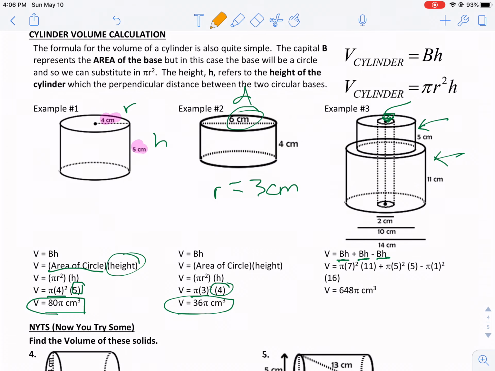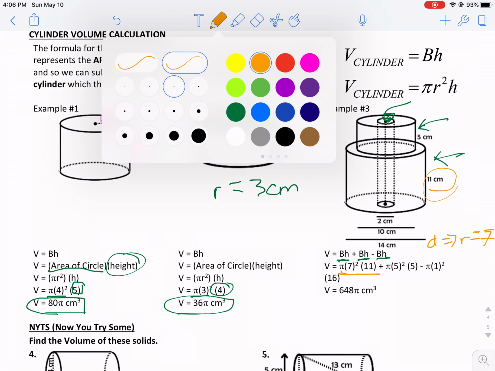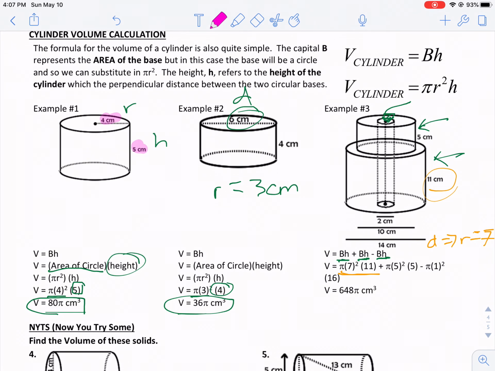So the big cylinder has a diameter of 14, so its radius would be 7. And its height is 11. So we get 7 squared times pi times 11 for the big one. The middle cylinder has a radius of 5, since its diameter is 10, and its height is also 5. So plus, because we're adding that one since it's the middle one, pi times 5 squared times the height, which is 5.